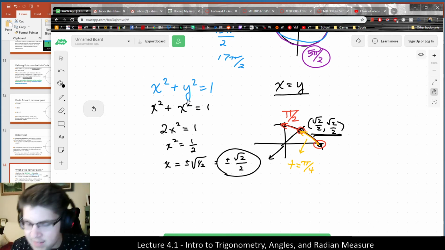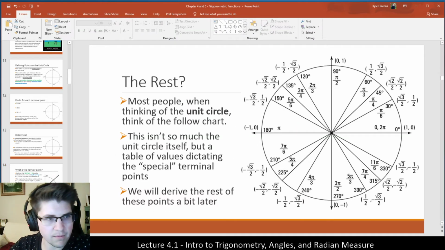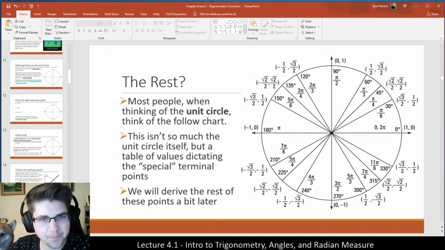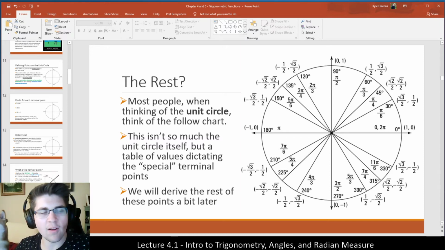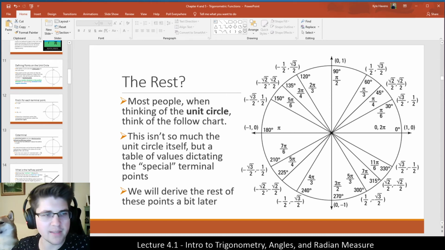But nonetheless, this is another very special point. And the unit circle itself, that diagram with the full table of all values, the point I'm trying to get here is that all of these points make sense. They're derived and they're fundamental points.